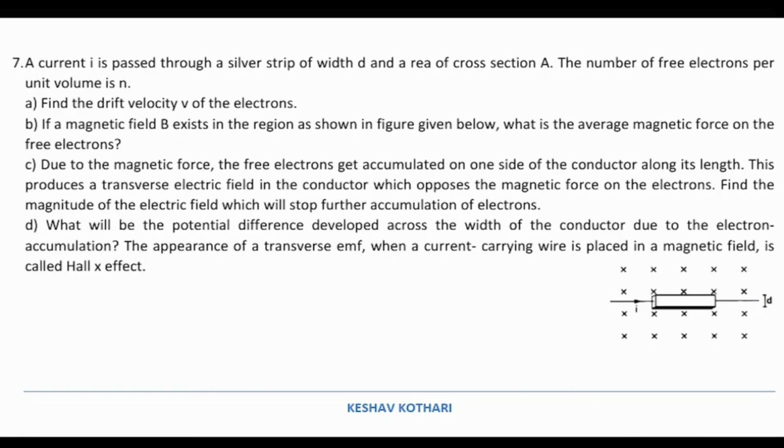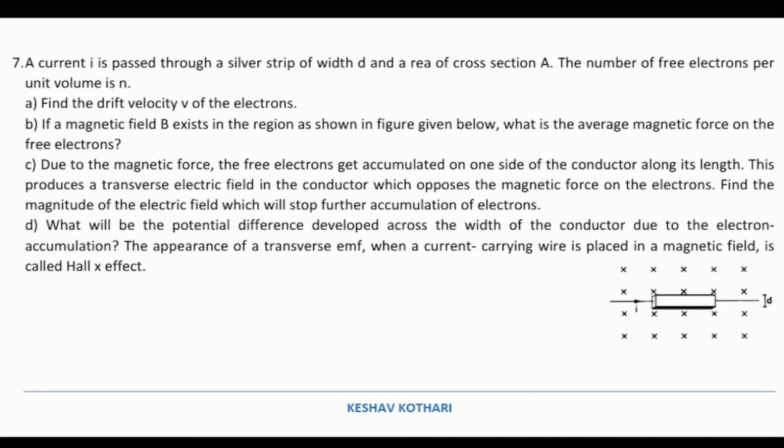A current I is passed through a silver strip of width D and area of cross section A. The number of free electrons per unit volume is n. Find the drift velocity of the electrons. If a magnetic field B exists in the region as shown in the figure given below, what is the average magnetic force on the free electrons?